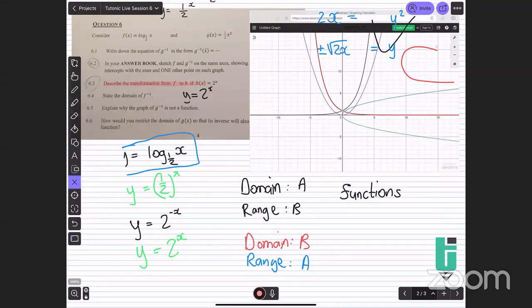So they want the domain of the inverse, so it will be y is greater than 0. Okay, but they want the domain of the inverse, so therefore I have to find the range of the function. So what's the range of the function? The log graph. Okay, what's the graph of the log graph? How does the log graph look?